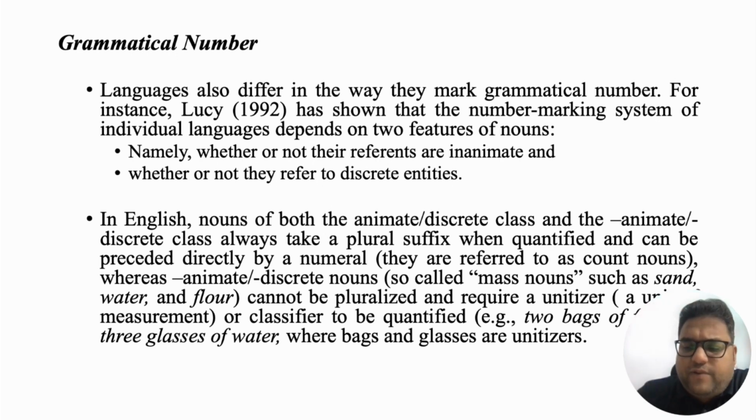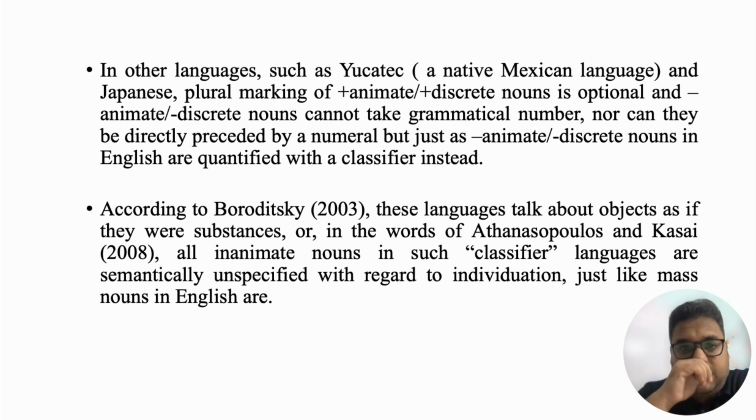Now, this is something very interesting, which is slightly different from other languages that exist. So, for example, in Yucatec, which is a native Mexican language, and Japanese, plural marking of animate and discrete nouns is actually optional, and inanimate and indiscrete nouns cannot acquire any grammatical number, nor can they be preceded by any kind of numeral. But just as inanimate and indiscrete nouns in English are quantified with a classifier instead, you'll need to add a classifier when you are trying to quantify these objects.